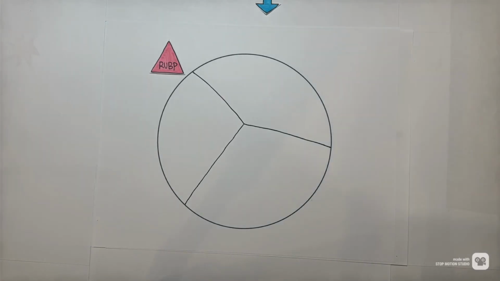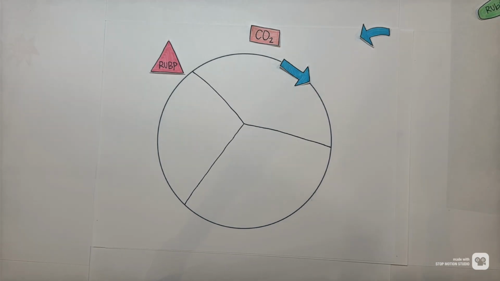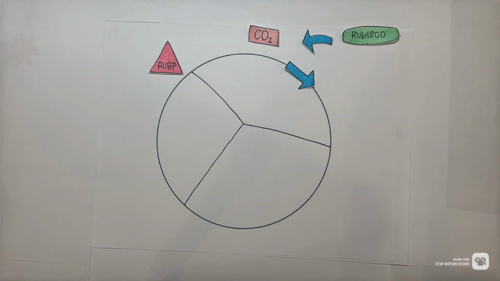The first phase of the Calvin cycle is called carbon fixation. This is where carbon dioxide from the atmosphere enters the cycle. A 5-carbon molecule called RuBP is already present and waiting. An enzyme named Rubisco attaches each CO2 molecule to RuBP. For every 3 CO2 molecules that enter, 3 RuBP molecules are used.